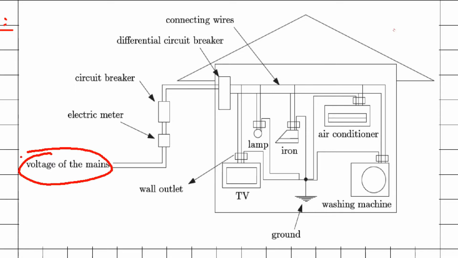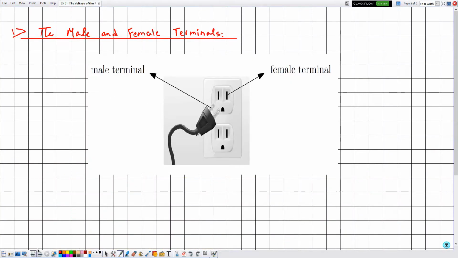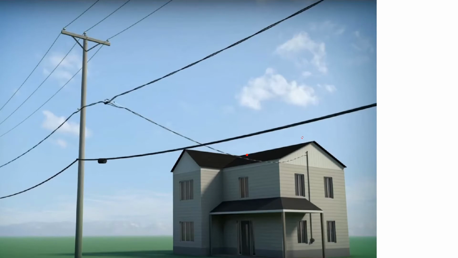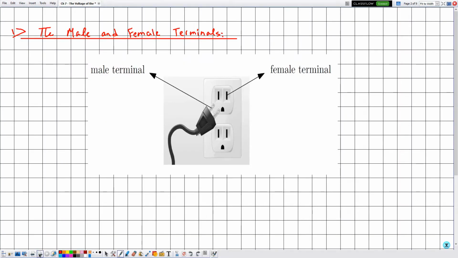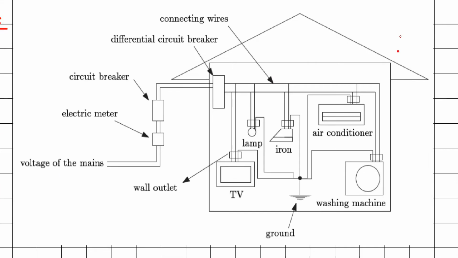This is the voltage of the mains. As we have seen previously, the voltage of the mains is given by that. Now it's being connected inside the house. There is an electric meter, then the circuit breaker, then the differential circuit breaker. For the time being, let's ignore these instruments and focus on how the electric appliances inside the house are connected.